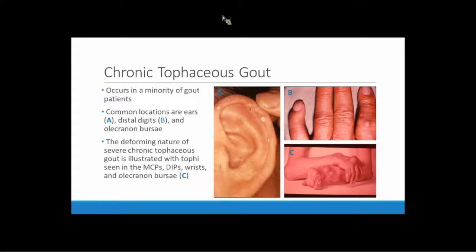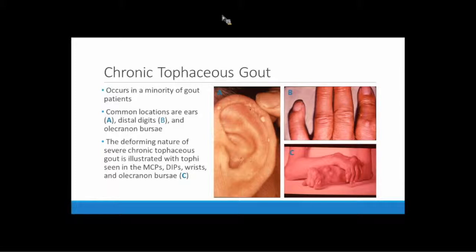Then a minority of patients enter what we call chronic tophaceous gout phase. The common locations are the ears, as imaged here, and the distal digits. Again, these are cooler places of the body, so you can think of people with tophaceous gout as essentially being supersaturated solutions of uric acid. And where are they going to get the precipitates? It's going to be in areas that are cooler because the solubility of uric acid is decreased by cooler temperature.